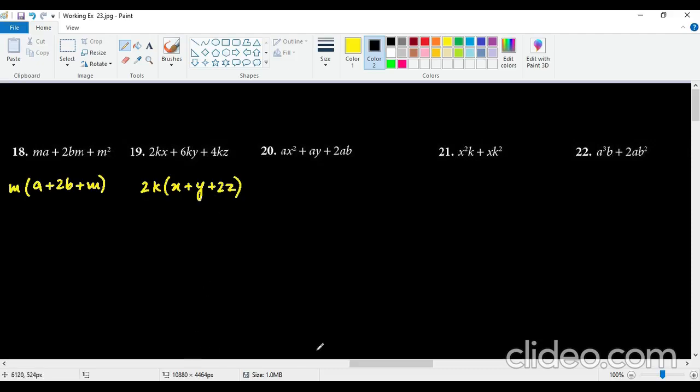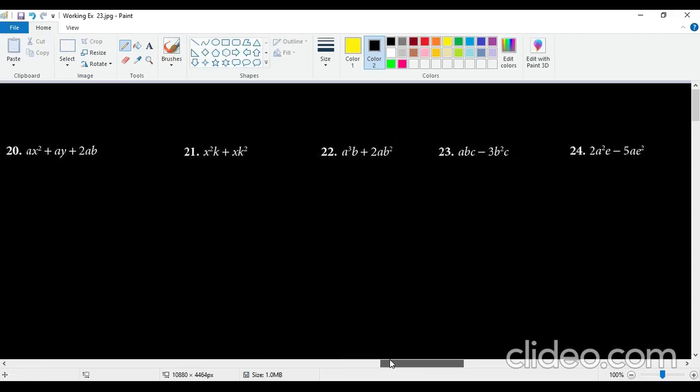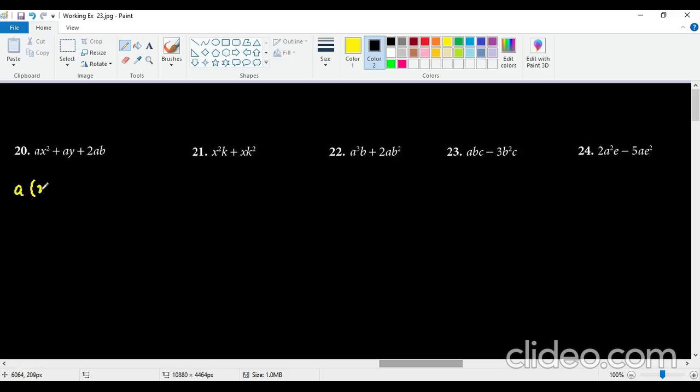When it comes to question number 20, I can see a is common in all three of them, and x square plus y plus 2b is going to be another factor. In here, x and k both are common, so x and k are kept outside, and the inside is going to be x only, and here k only. These two are the factors.